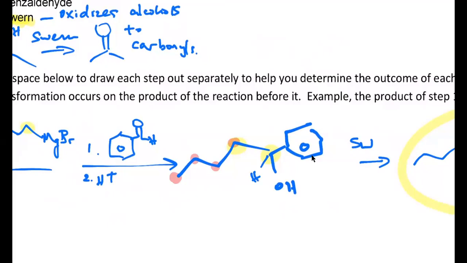I'm not sure. What do you mean? It shouldn't change. The chain should still give you 4 signals. Oh, all those protons are still non-equivalent, right? And then this proton right here is going to show up, and then of course you're going to have your aromatics. You'll have your aromatic protons.